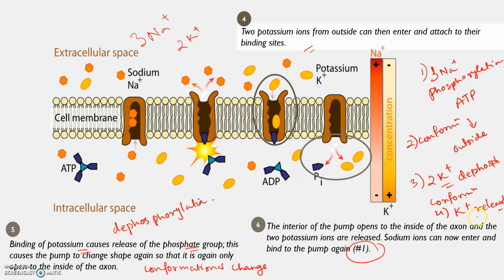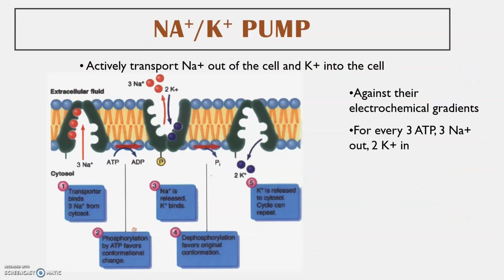So once this happens, in the fifth step again, the sodium ions can enter into the pump and repeat the whole process once again. So this is how the sodium potassium pump works. Now let us look at it in a very crisp manner. So it involves the active transport of sodium out of the cell and potassium into the cell.